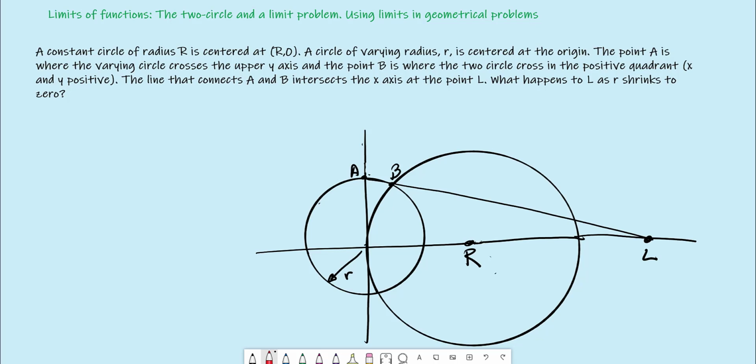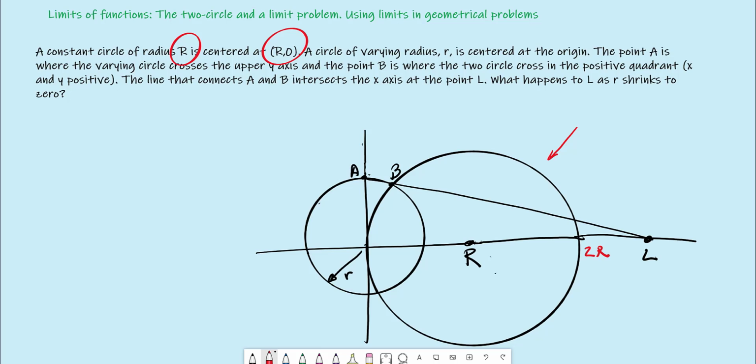It starts off with two circles. There's a stationary circle, or a constant circle, that is centered at the point R, 0, so on the x-axis here, and its radius is also R. It will touch the y-axis at x equals 0 and y equals 0, and it'll go farthest on the x-axis to 2R. So that is our first circle.